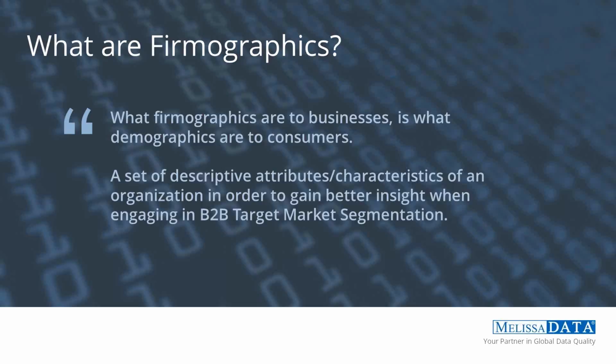So demographics, in case you didn't know, would be information about individuals, people, like their age or maybe their marital status, if they have children, what their occupation is, how long they've lived in a certain residence, things like that. So information about people. But when we say firmographics, this is the exact same thing, only we're referring to businesses.